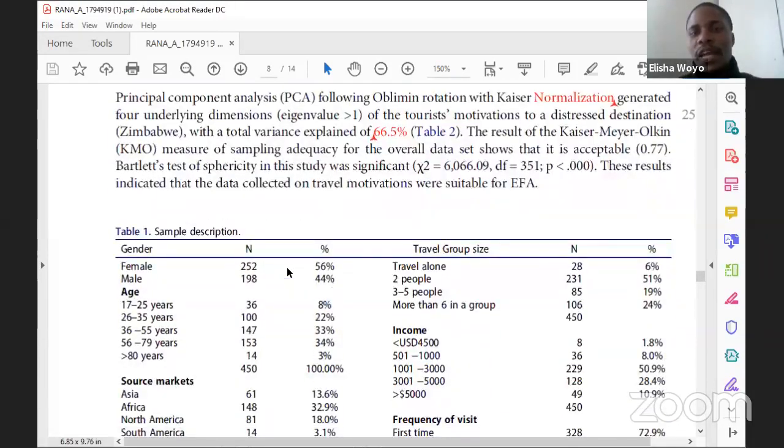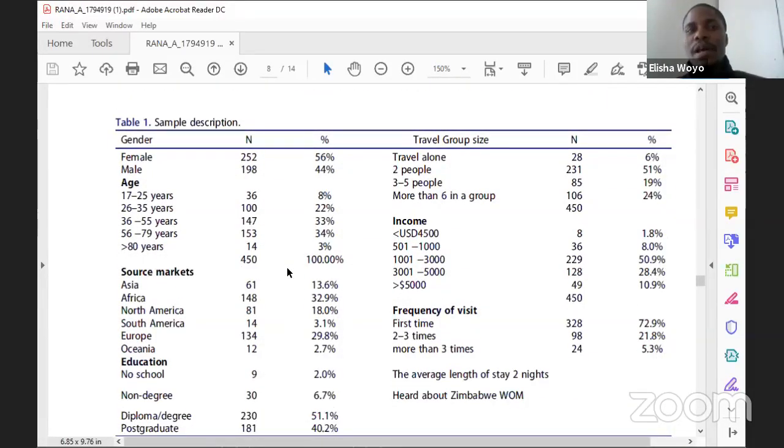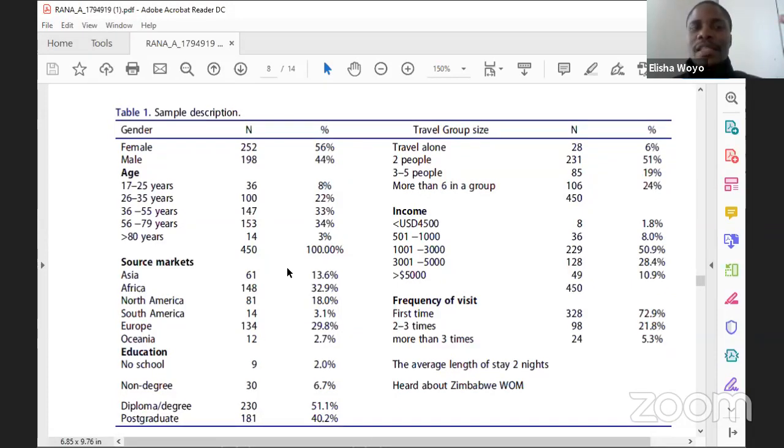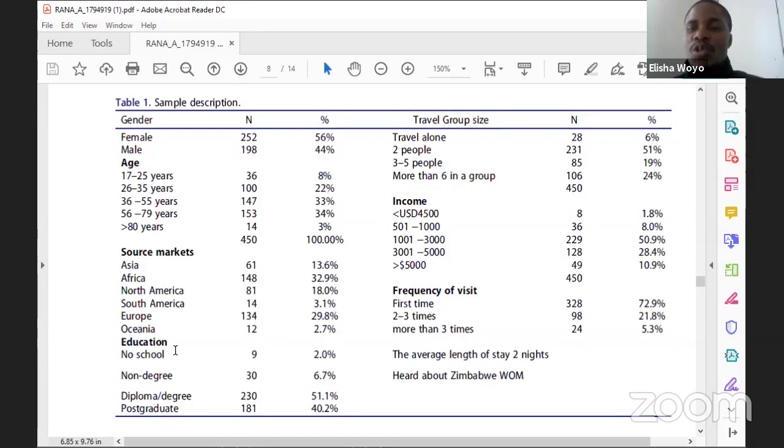So this is how you're going to present the data for your sample. You would need to identify the key characteristics of the sample you are looking at. So you need to indicate the gender of the people, the age of the respondents, where they are coming from: Asia, Africa, North America, South America, Europe, the Oceania; those with no school, who have never gone to school, those with non-degree qualifications, those with diploma degree qualifications.